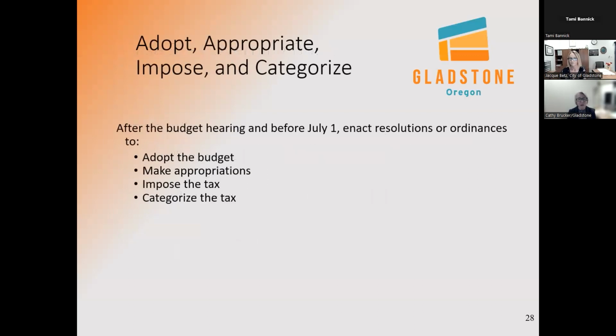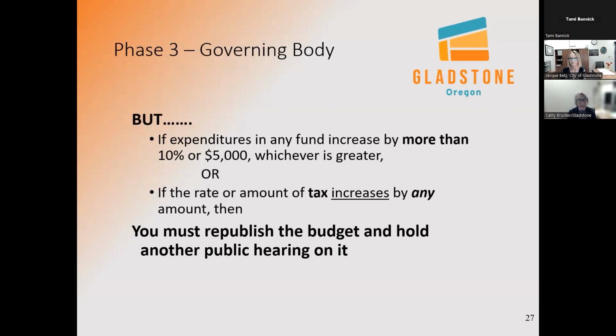But if any expenditures in any fund increase by more than 10% or $5,000, whichever is greater, or if the rate or amount of tax increases by any amount, then we would have to republish the budget and hold another public hearing on it. And again, this is what helps ensure full transparency to the public. Next slide.